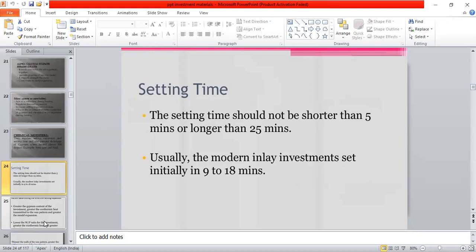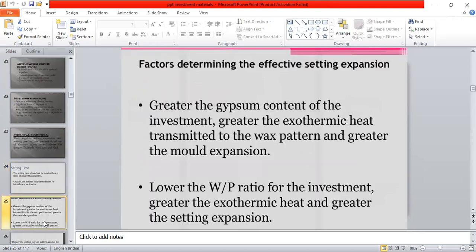The setting time of the gypsum bonded investment material should not be shorter than 5 minutes, and it should not be longer than 25 minutes. Usually the modern inlay investment material initially sets between 9 to 18 minutes. Then there are certain factors which determine the setting expansion of the gypsum bonded material.